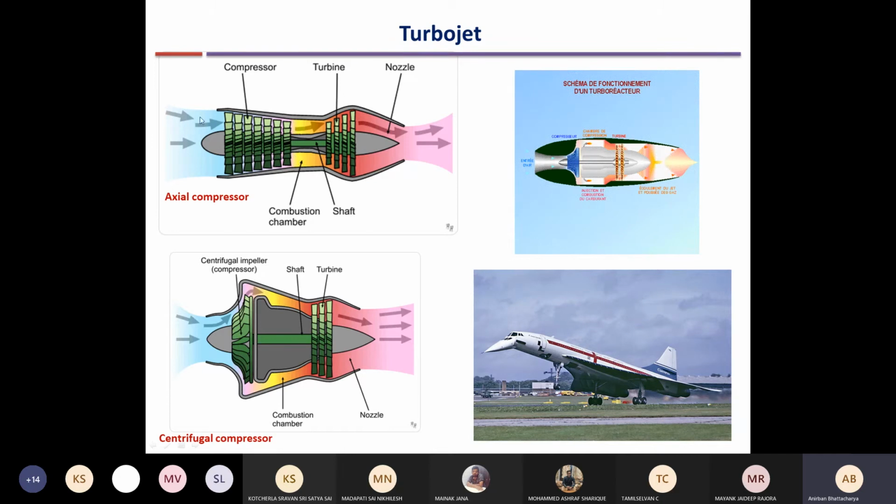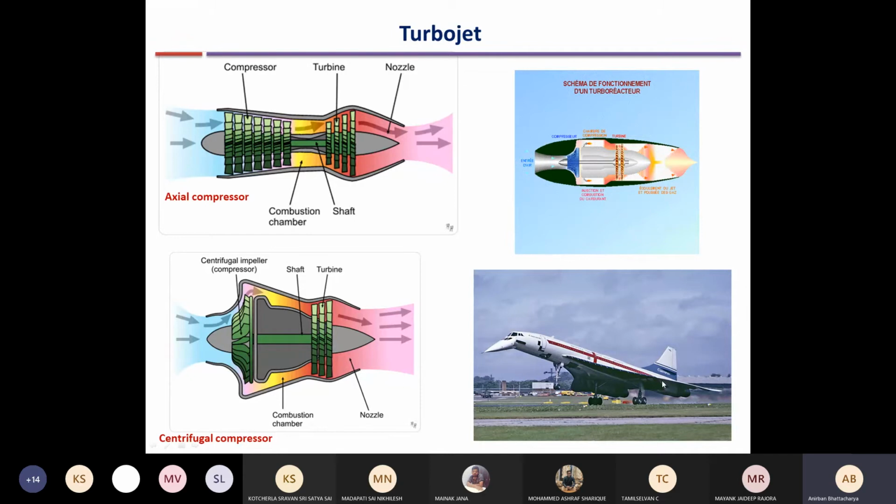But nowadays all the aircrafts use axial compressors. And previously passenger aircrafts also used turbojets. Maybe I will show you in the next class. I have to find some. So Concorde was one example, but even other passenger aircrafts which flew at subsonic speed also use turbojet.